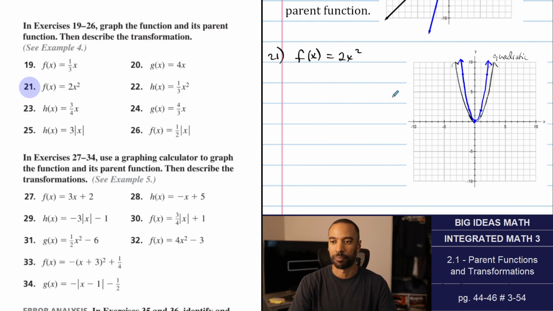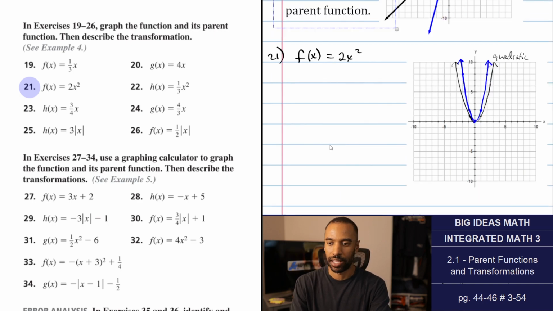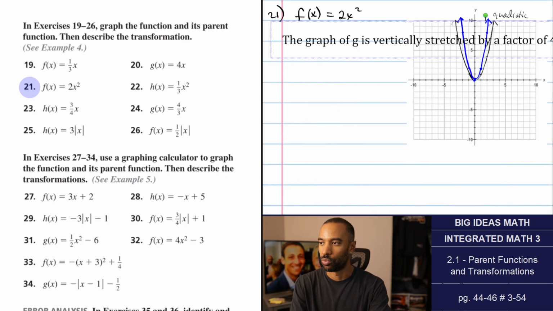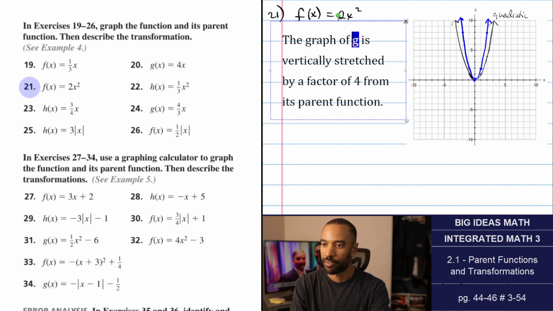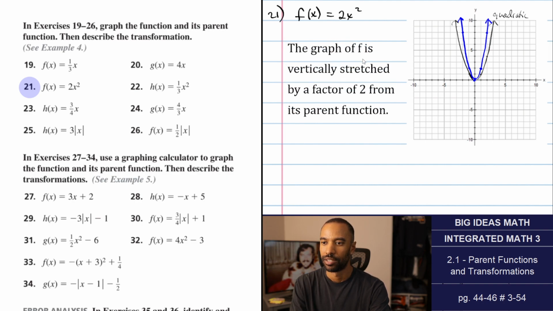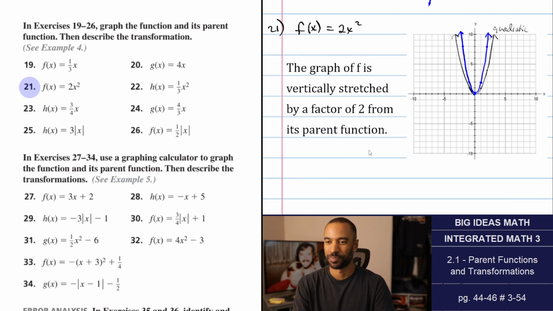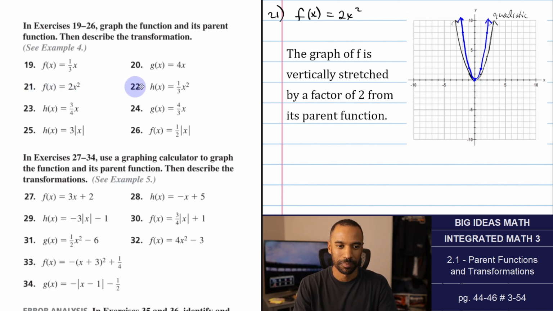But right here, no. Just going to get this one ready, copy, paste it over. The graph of f is vertically stretched by a factor of 2 from its parent function. That's what we're doing. I'm going to leave that on the screen. You can pause it if you'd like to. I'm going to move on to number 22, though, in a second.